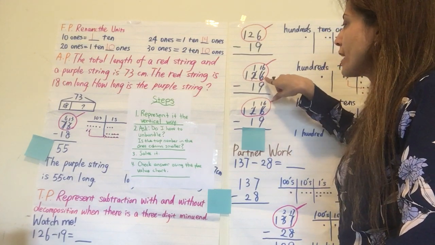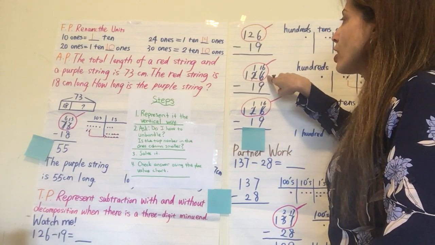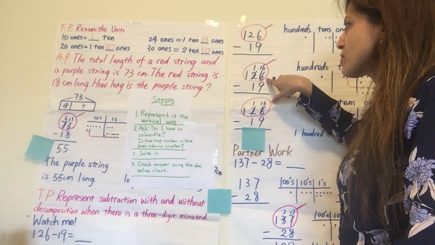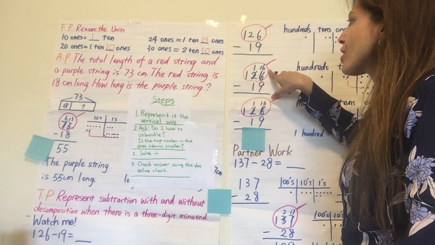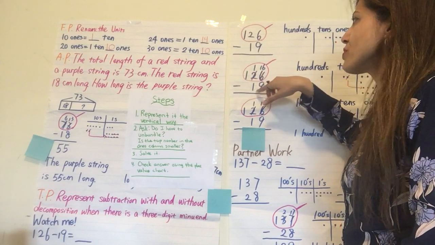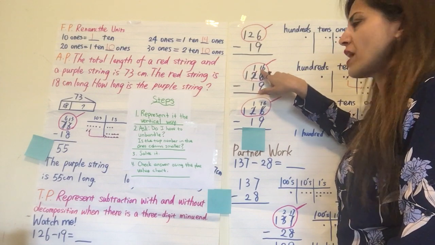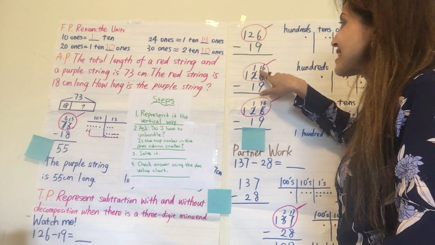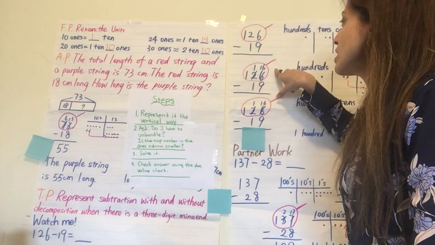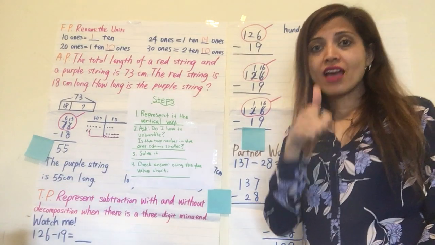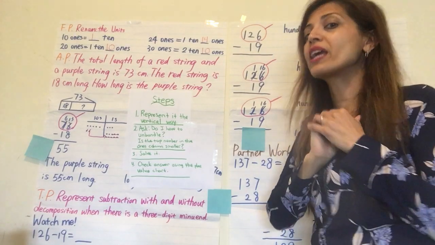So again, do I have to unbundle? Alert, cross, unbundle. Is the top number smaller? Yes. Alert, alert. Cross, cross, unbundle. So let's unbundle that 2 tens. That turns into 1 ten. Because we gave 10 ones over here, this turns into 16 ones. 16 ones. Now 16 ones minus 9, do we have enough? Yes, we do, right? Yes, we do.